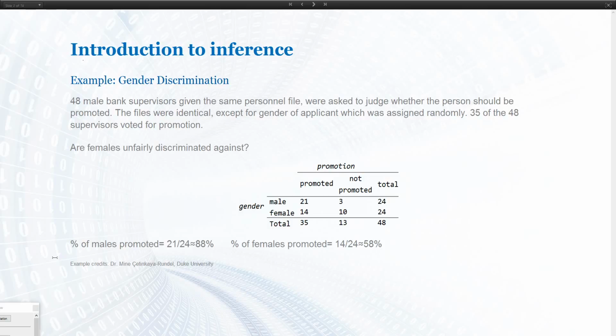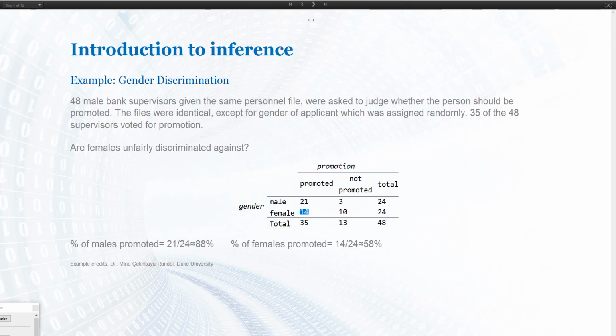Here in this table, I summarized the experiment. For a male candidate, we had 21 promotion suggestions and 3 non-promotions. For the female, 14 to 10. So the percentage of males that got promoted, imaginary males, was 88%, and of females 58%. So now we could say that looks unfair.